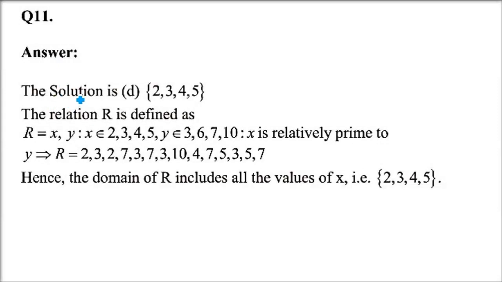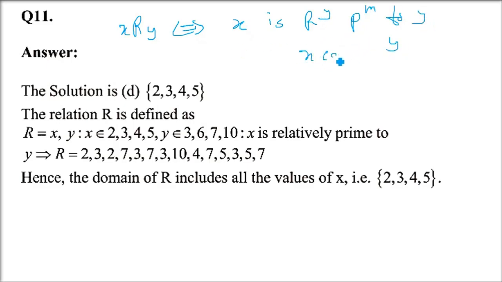Question number 11. A relation R is defined from {2, 3, 4, 5} to {3, 6, 7, 10}, and it is related as x R y, that is, x is relatively prime to y. We have already done this question, relatively prime, as the 9th question of VSAQ. You can go there and have a look. But I'll just tell you, two numbers are co-prime when the greatest common divisor is 1. That is, there is no number which can divide both of them, only 1 can divide. So let me write it here.